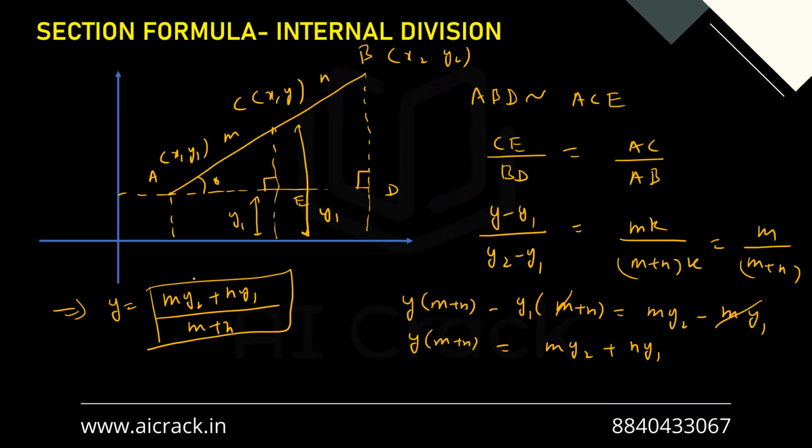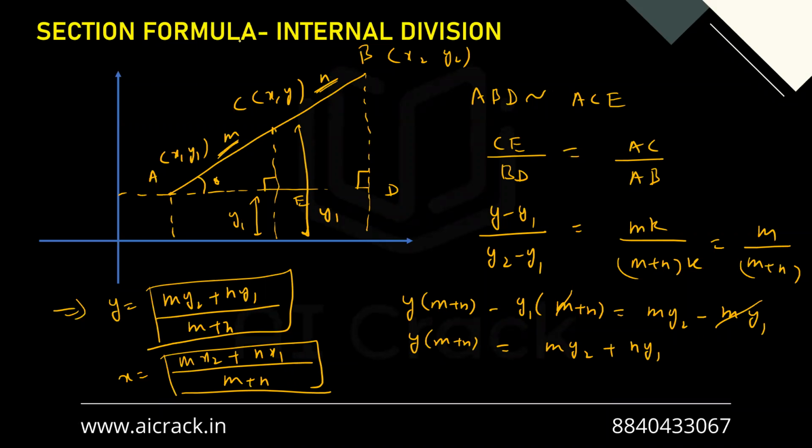Now I can do exactly the same calculations for the x coordinate as well. Similarly, I'll get the x coordinate as (m x2 plus n x1) divided by (m plus n). Now you can remember this in this format: the left hand side ratio number m is being multiplied by the right hand side coordinate, and the right hand side number is being multiplied by the left hand side coordinate. So this is how you have to remember this formula.